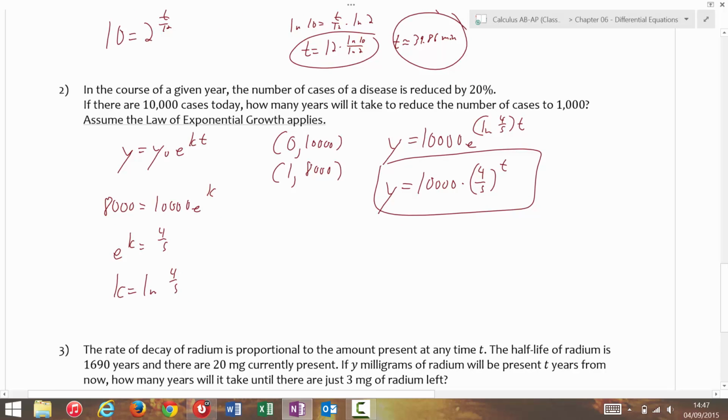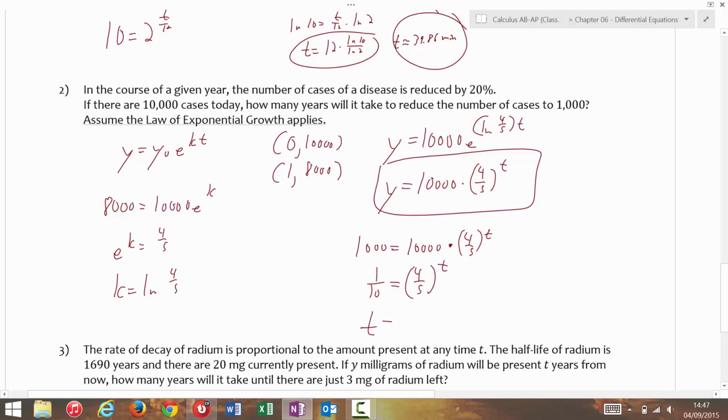Then it says how many years will it take to reduce the number to 1,000. Well, I'll go ahead and just put 1,000 in for y. Oops, not that, that's times. Then I get 1/10 equals 4/5 to the t power.